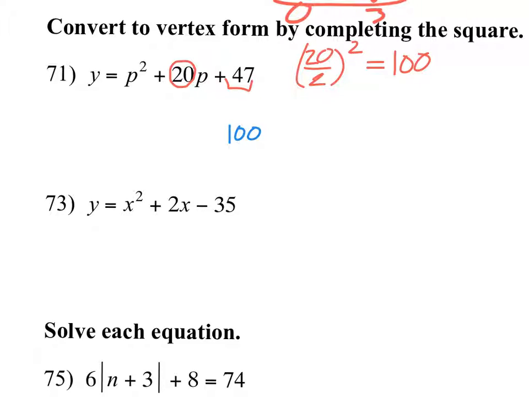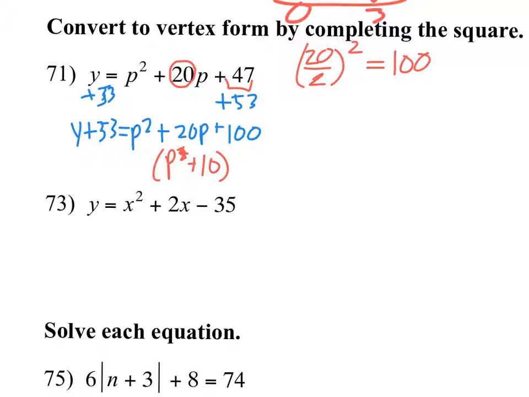And in order for us to do that, we've got to add 53 to both sides. So we're going to have y plus 53 is equal to p squared plus 20p plus 100. When I factor the right side, that gives me p plus 10 squared. And to get the y by itself, I'm going to minus 53 to both sides.